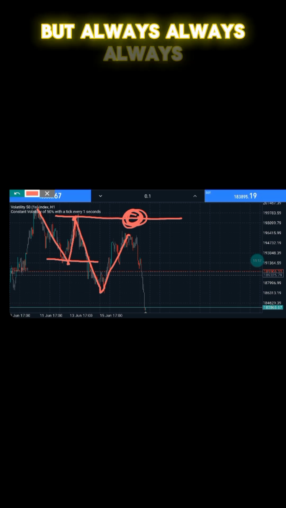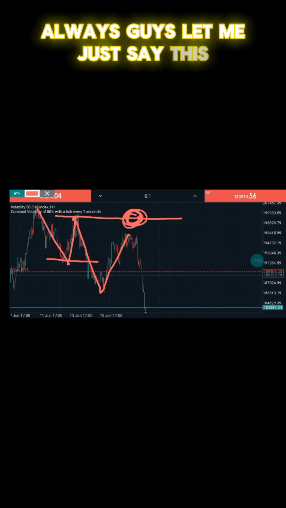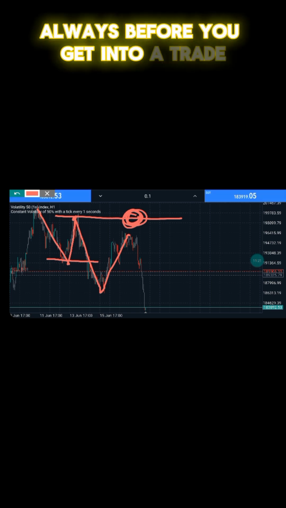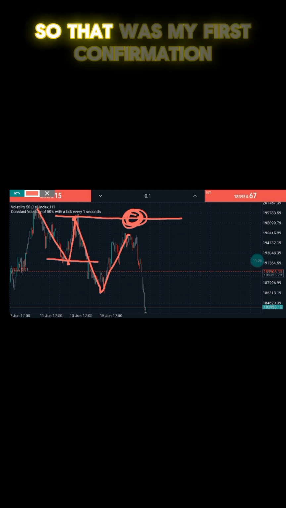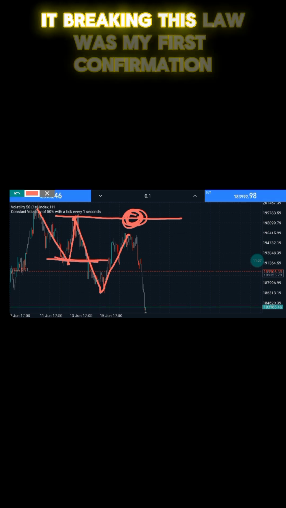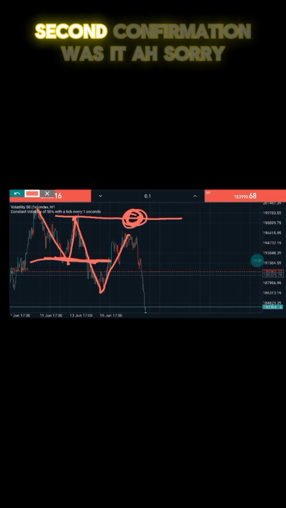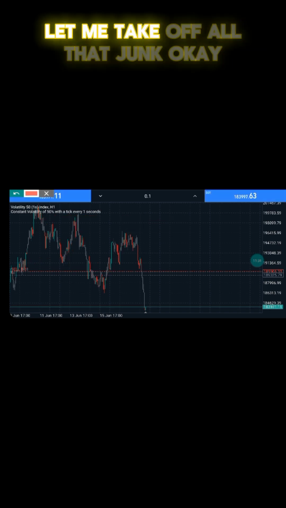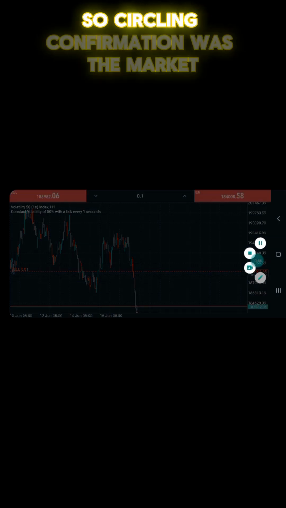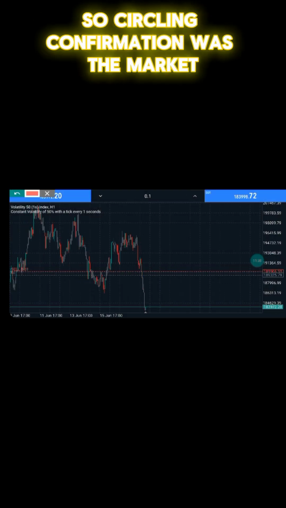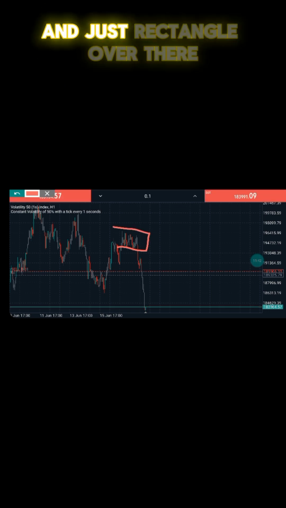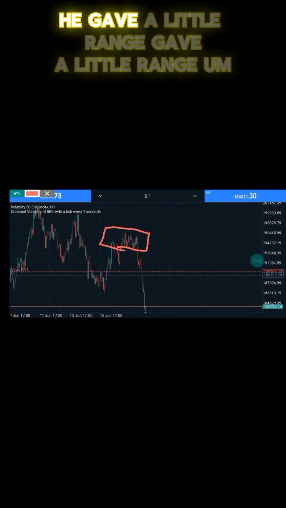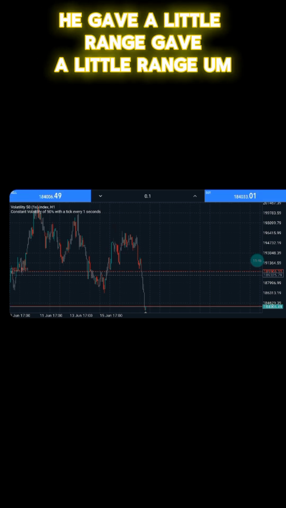But always, guys, let me just say this: before you get into a trade, you must always wait for a confirmation. So that was my first confirmation. It breaking this low was my first confirmation. The second confirmation was, sorry, let me take off all that junk. Okay, circling the confirmation: the market ranged. As you can see, it gave a little range in this rectangle over there. The market was undecided.